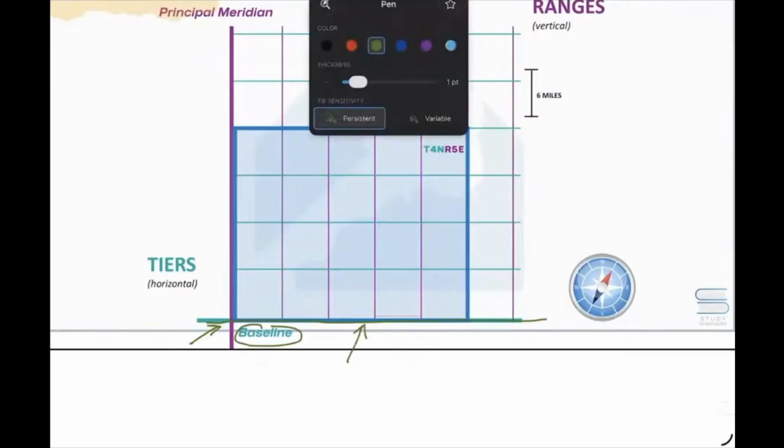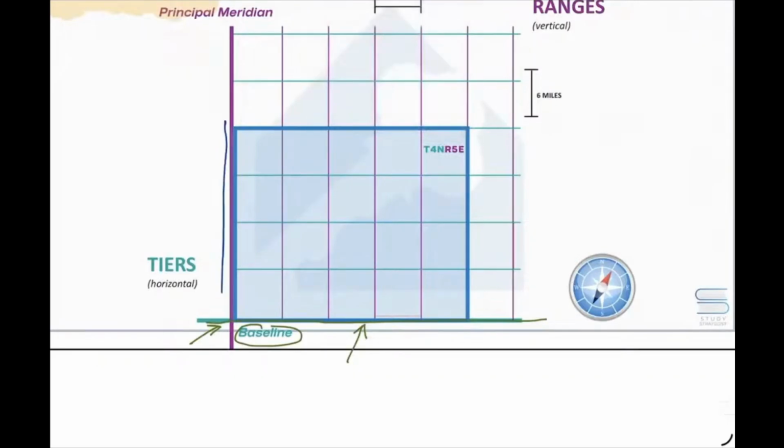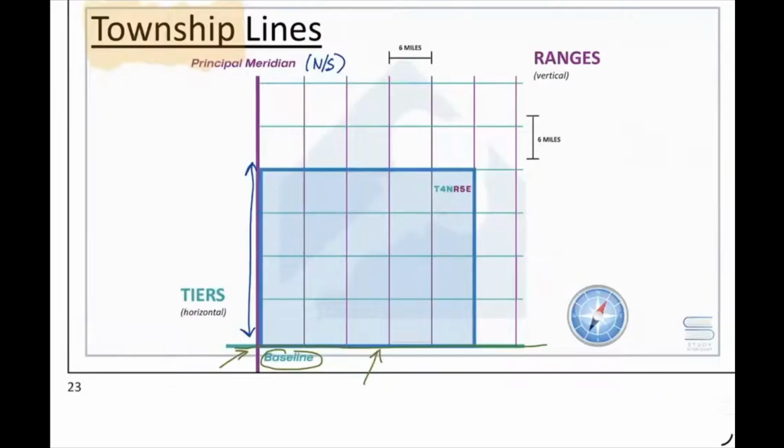And then going up and down, you have a principal meridian. Of course, you saw on the map that those are named and have numbers. The baseline goes east and west, and the principal meridian goes north and south. Now what we're going to do is make a whole bunch of imaginary lines across the land based off that baseline and principal meridian. So from your principal meridian, remember, that's the thing that goes up and down.